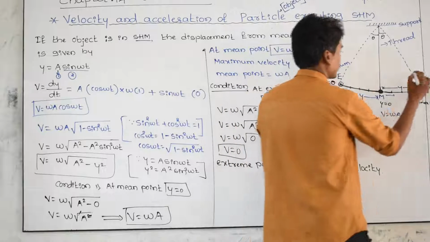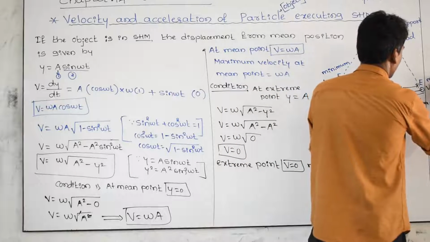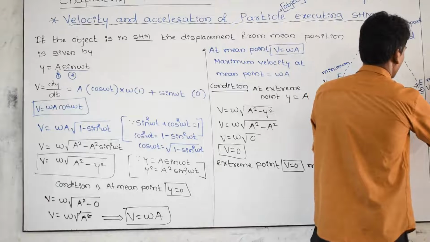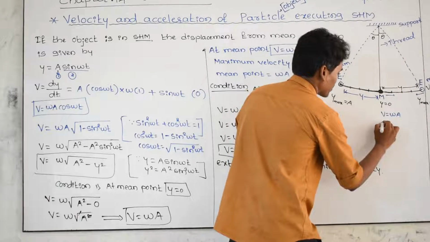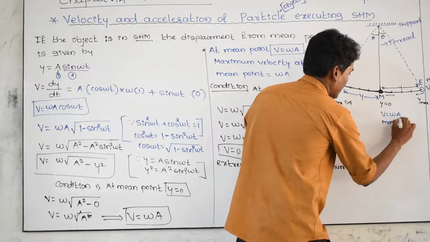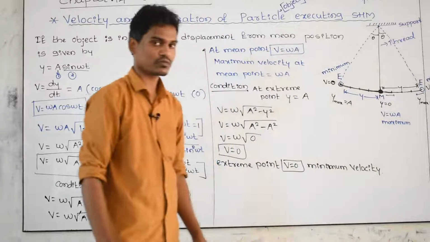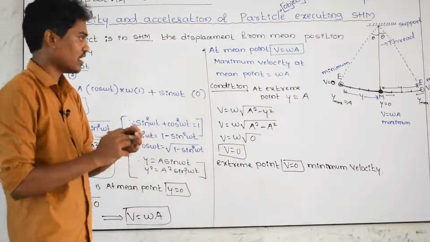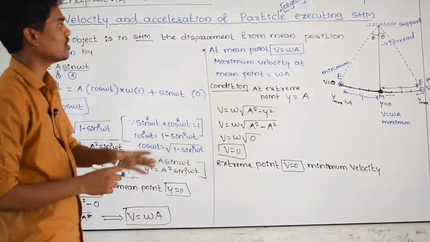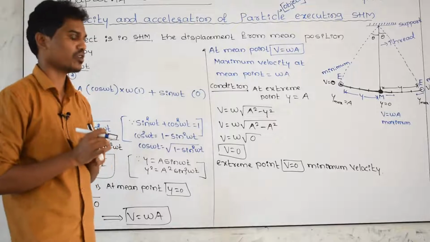Again at this point velocity is minimum, and at this point velocity is maximum, because I am not getting a 0 after substituting or calculating all the values. And this is the acceleration and velocity of a particle executing simple harmonic motion.